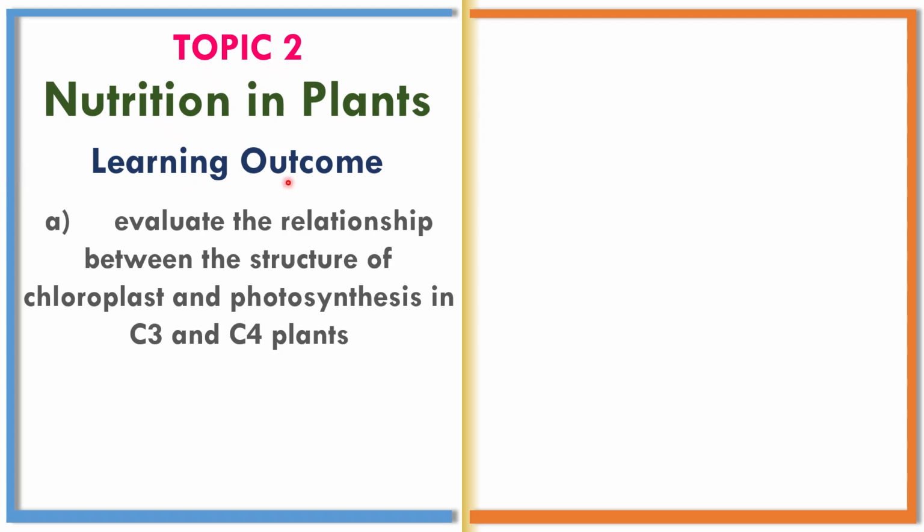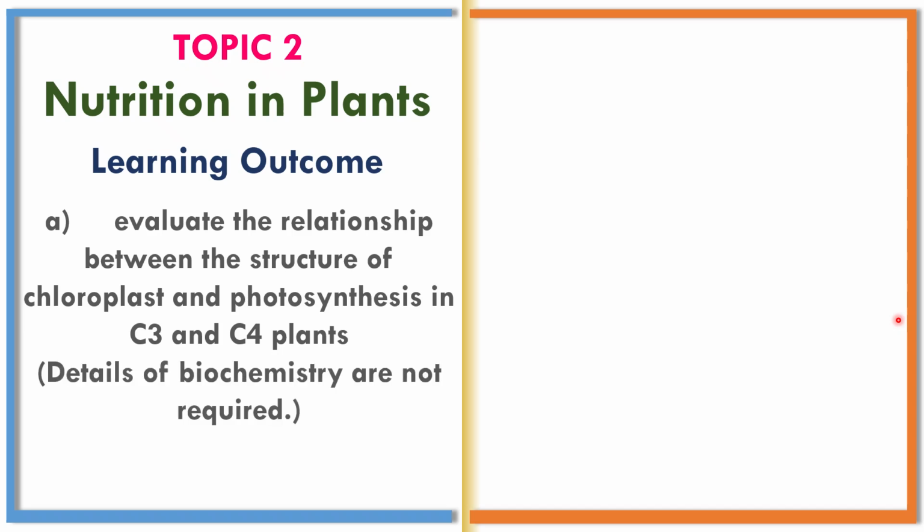Our learning outcome A: evaluate the relationship between the structure of chloroplast and photosynthesis in C3 and C4 plants. Details of biochemistry are not required.